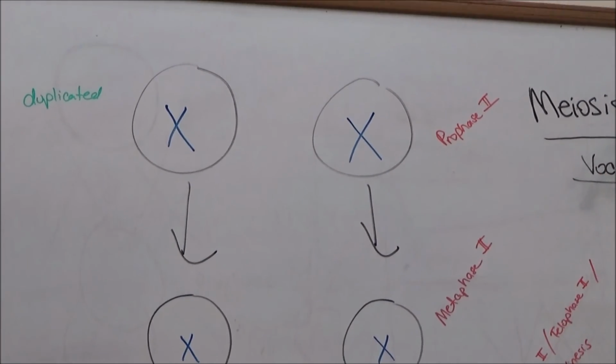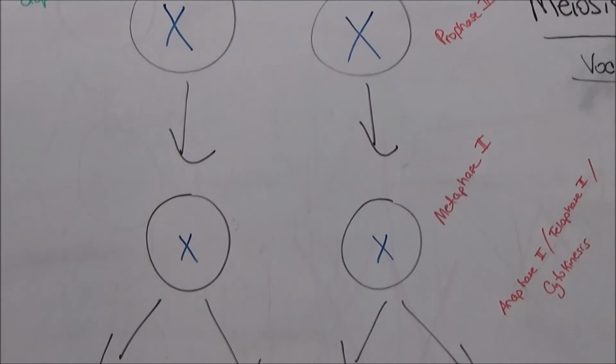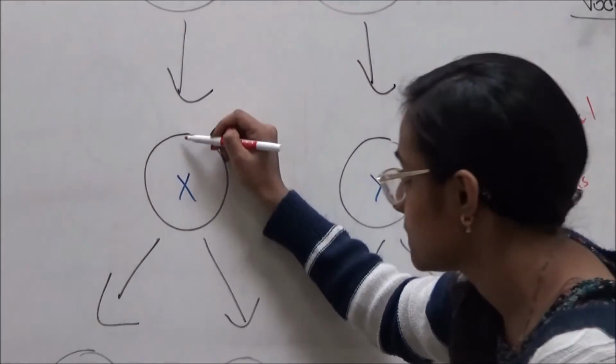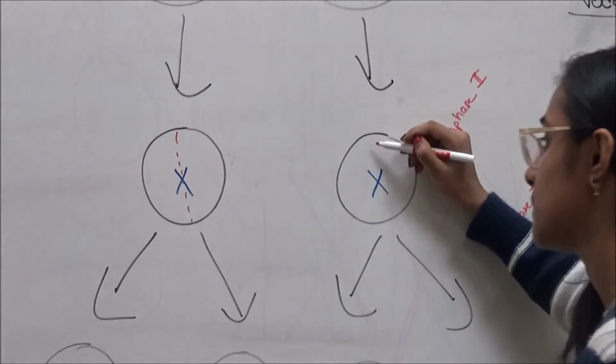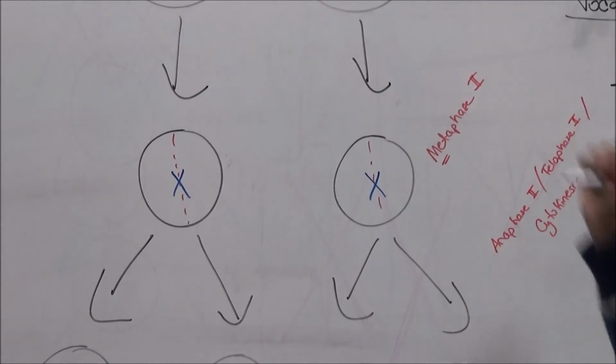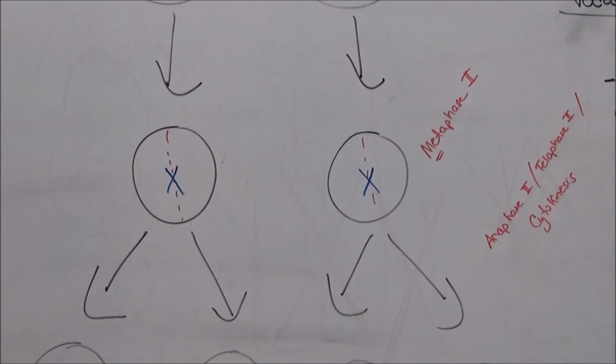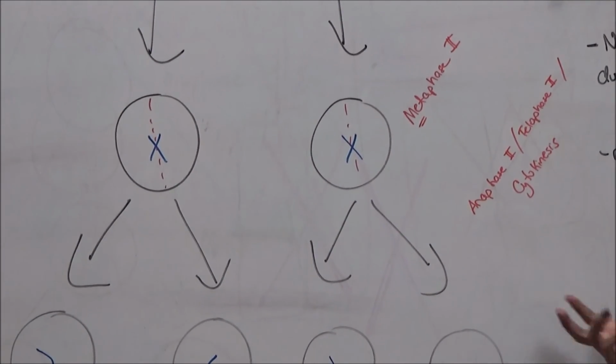So moving on from prophase 2, you have metaphase 2, and the chromosomes start to line up at the metaphase plate, right in the middle. And I always remember that because metaphase starts with an M and middle starts with an M. And then you move on to anaphase 2, telophase 2, and cytokinesis.